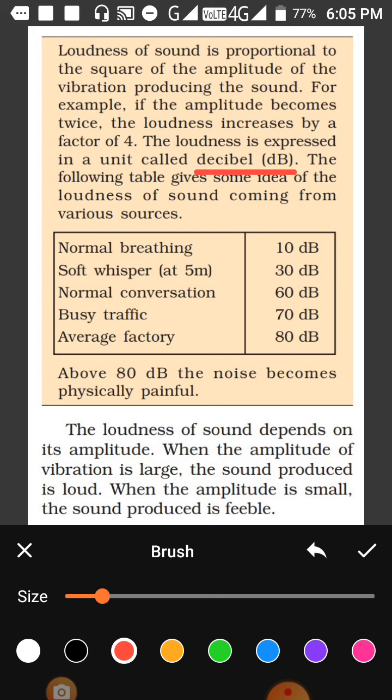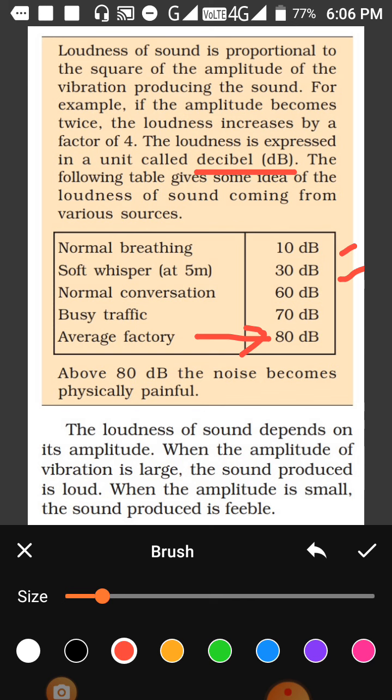Now these things you must have heard. When we speak, then we produce sound. So the intensity of the sound is measured in decibel. When we breathe, then the sound is of 10 decibel. When we speak softly, then it is 30 decibel, and so on. So the average sound produced by a factory is 80 decibel.